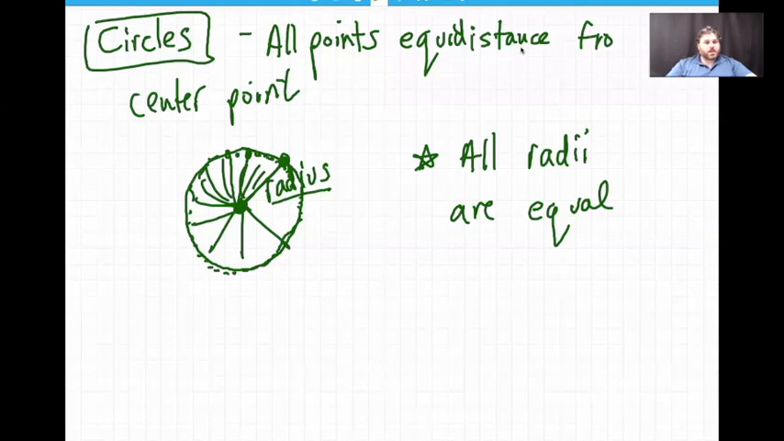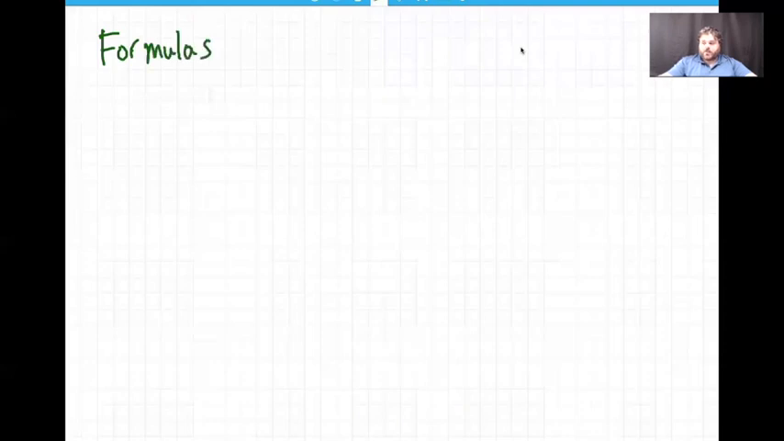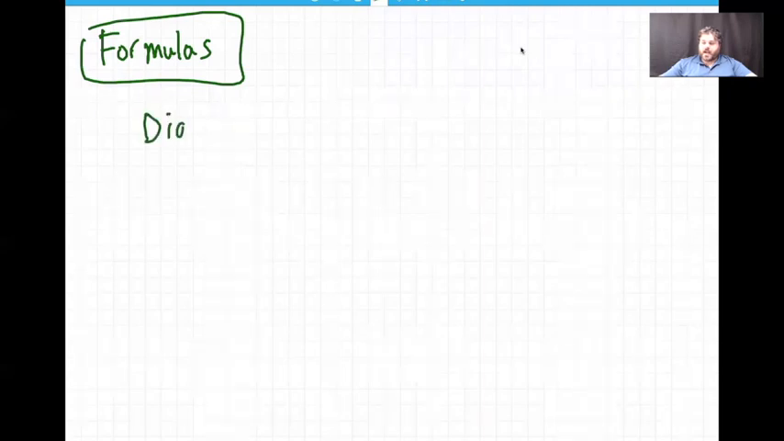So that's one thing they're going to expect you to know on the ACT, that all the radii are equal in length. So first of all, just some basic definitions that you probably know, but we have to make sure that we talk about them at least briefly. These are the formulas that go with circles. So the first one is the diameter. The diameter is 2 times the radius.